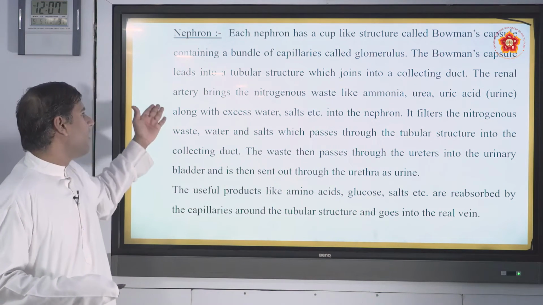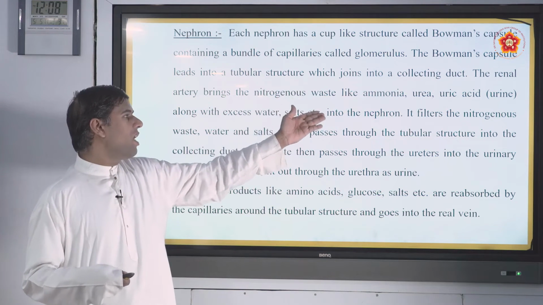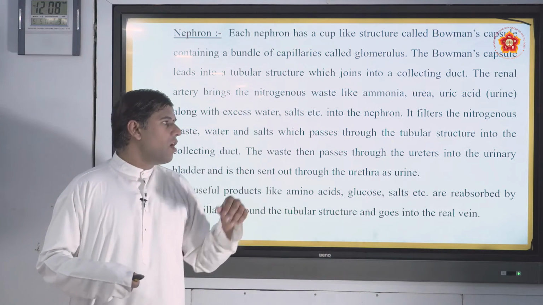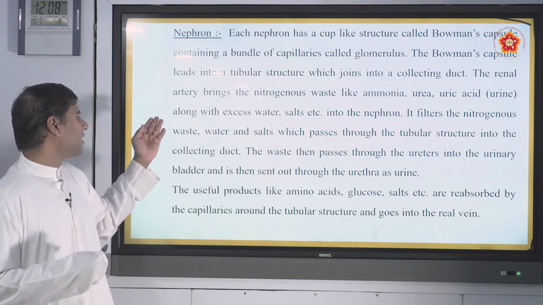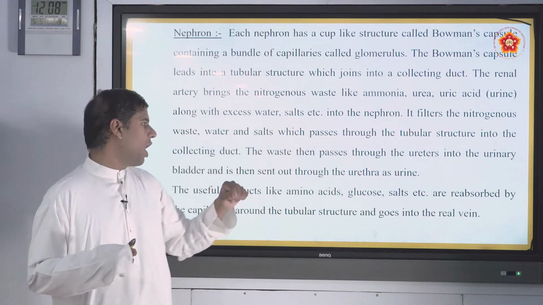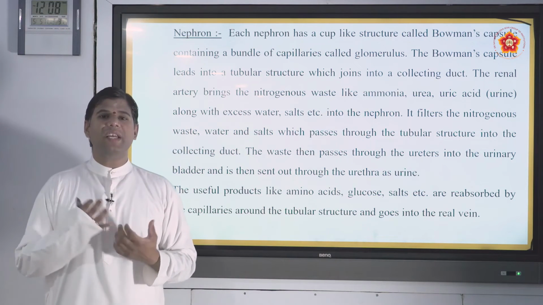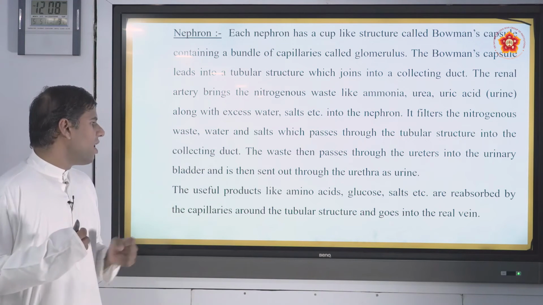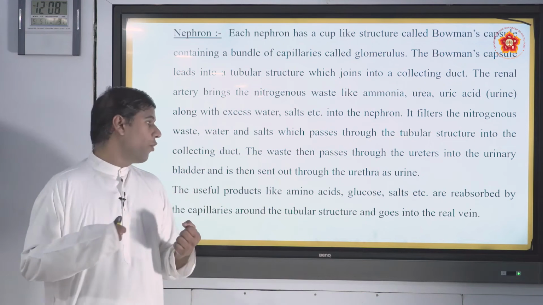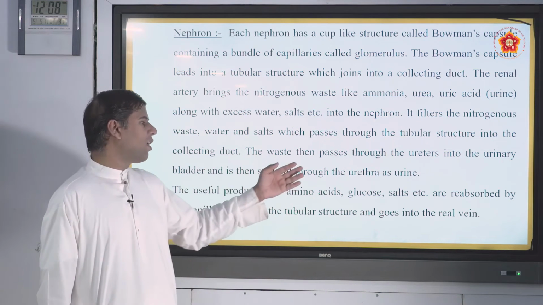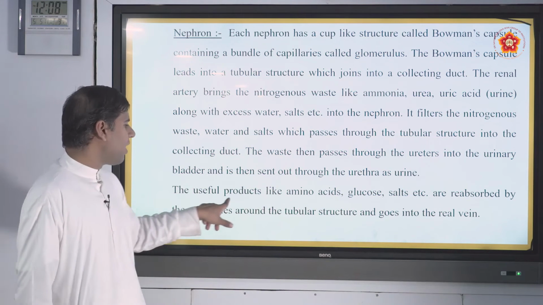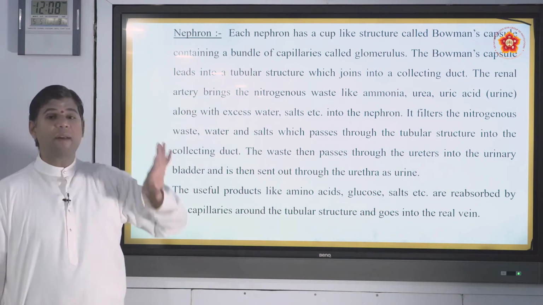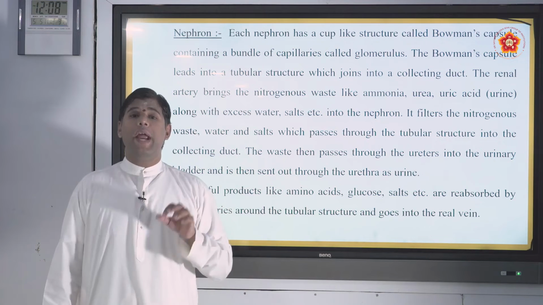The artery brings the nitrogenous waste like ammonia, uric acid, everything. Then you have excess water, salts, etc. into the nephron. So that filters the nitrogenous waste, water, salts, which pass through the tubular structure into the collecting duct. Then this waste passes through the ureters into the urinary bladder, and is sent out through the urethra as urine. The useful products like amino acids, glucose, salts are reabsorbed by the capillaries around the tubular structure, and that goes into the renal vein. So this is the detailed process which goes on in the nephrons.